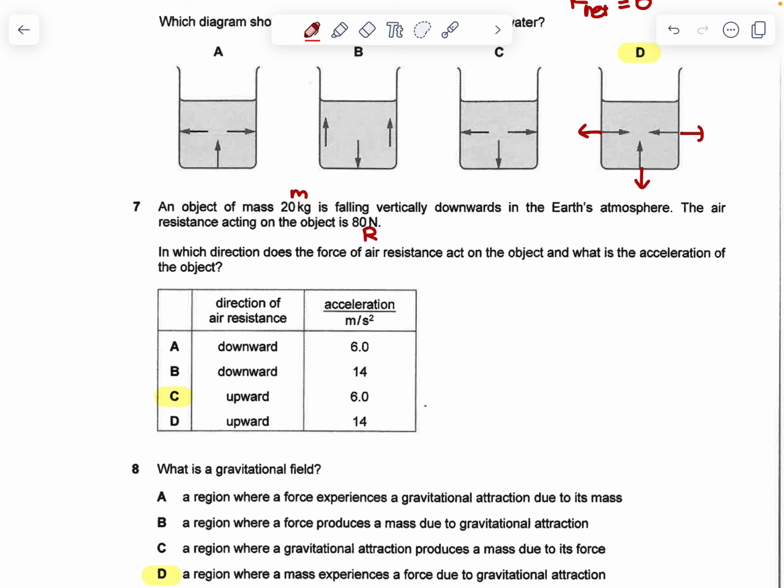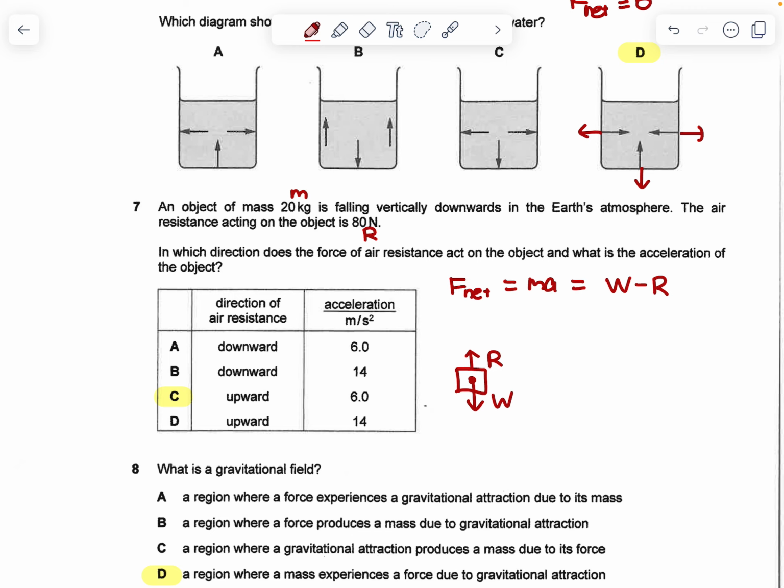Okay, so here we know the formula F net is equal to ma. Here it is actually weight minus the air resistance. So if I were to draw the free body diagram, it would show like this, the weight and the air resistance.